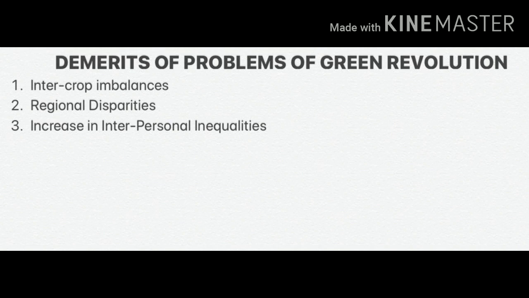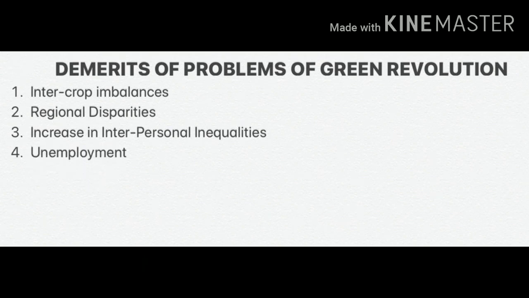The fourth demerit is unemployment. Except in Punjab and to some extent in Haryana, farm mechanization under Green Revolution has created widespread unemployment among agricultural laborers in the rural areas.